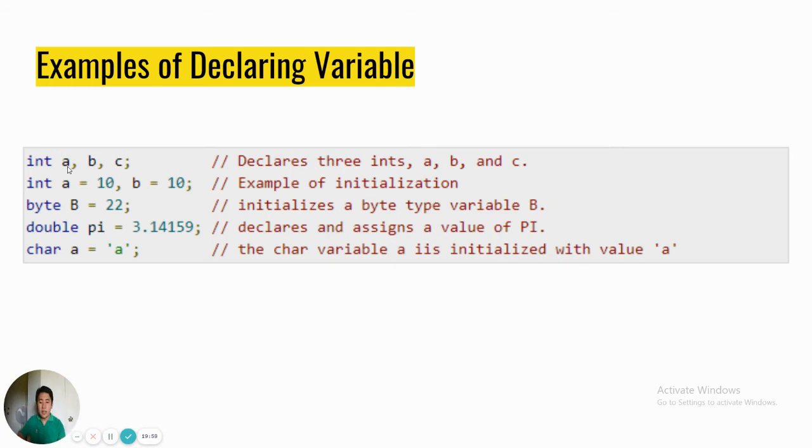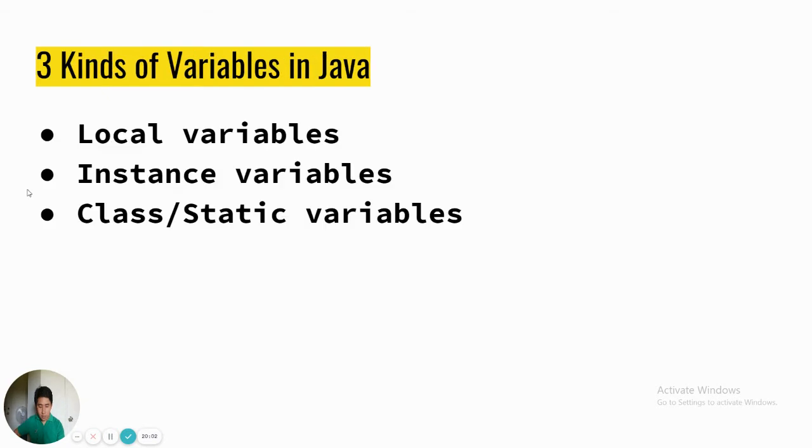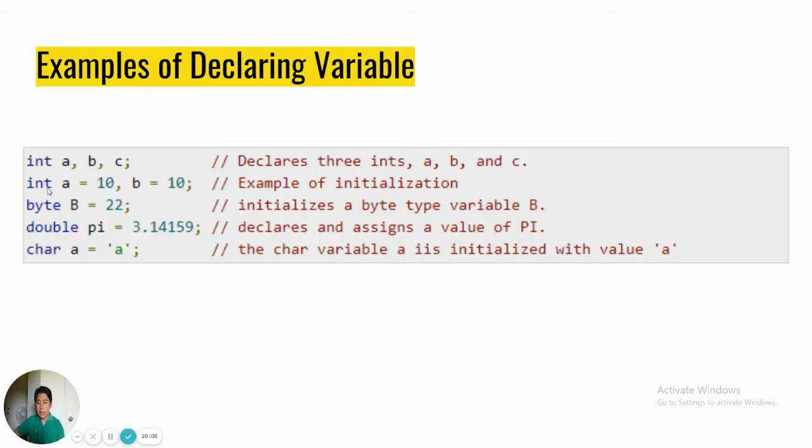Okay, and then the second one here is int a, and then b equals 10. So here, what we did on the second example is we declare two variables, a and b, and at the same time, we already initialized the value of a and b. So for a, we already put a value that is 10, and for b, we also put a value 10, okay?